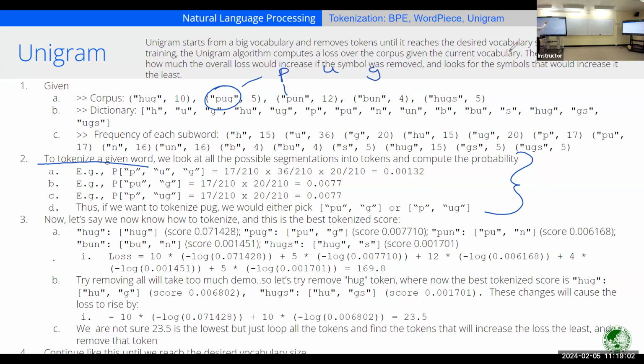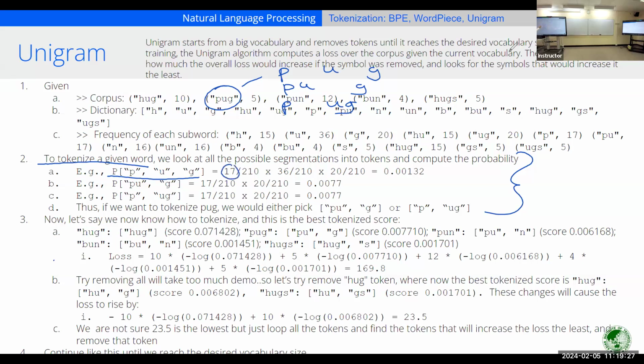Or we can chop into P, U, and G, right? Or we can chop into P and UG, right? There are 3 ways you can chop this. Let's check which one has the highest probability. So the probability of PUG is basically the product of all the probabilities.